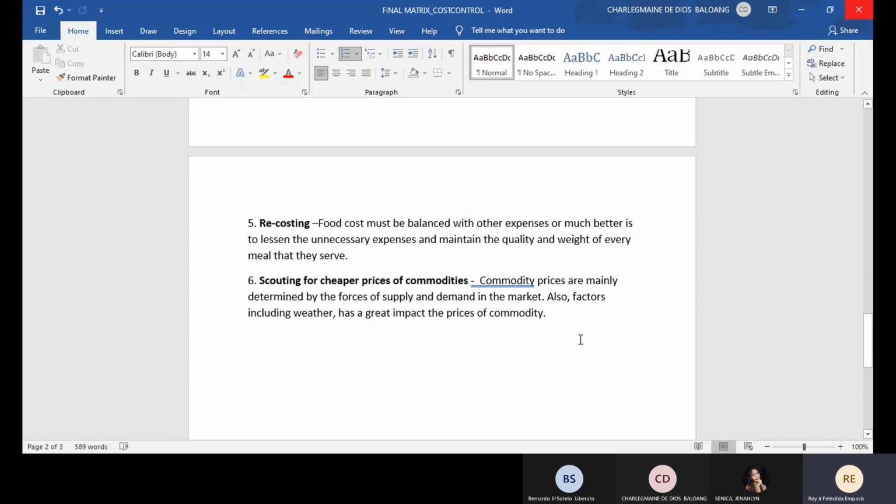Commodity prices are entirely determined by the forces of supply and demand. In the market, other factors, including weather, like winter, have a great impact on the price of commodity. Okay na po.